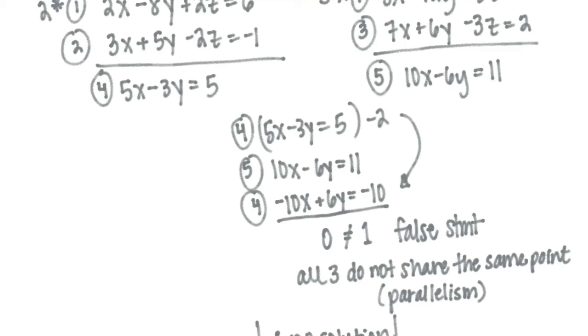So you eliminate a variable and you have a true statement, infinitely many solutions. You eliminate a variable and you have a false statement and you end up with no solution.